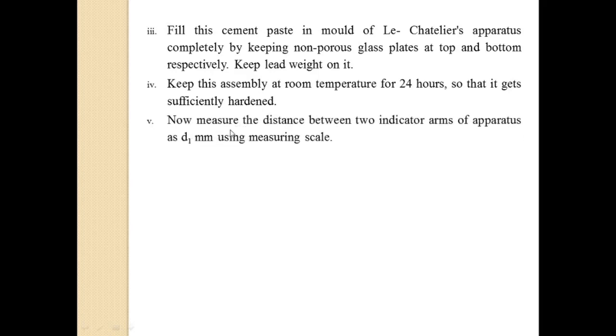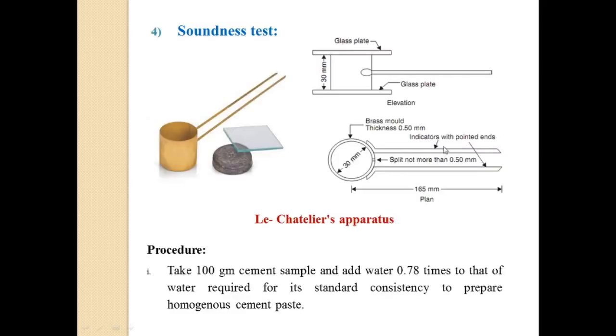Then measure the distance between the two indicator arms of the apparatus as D1 mm using the measuring scale. What we have to do is firstly measure the distance between these two arms, that is D1 in mm.